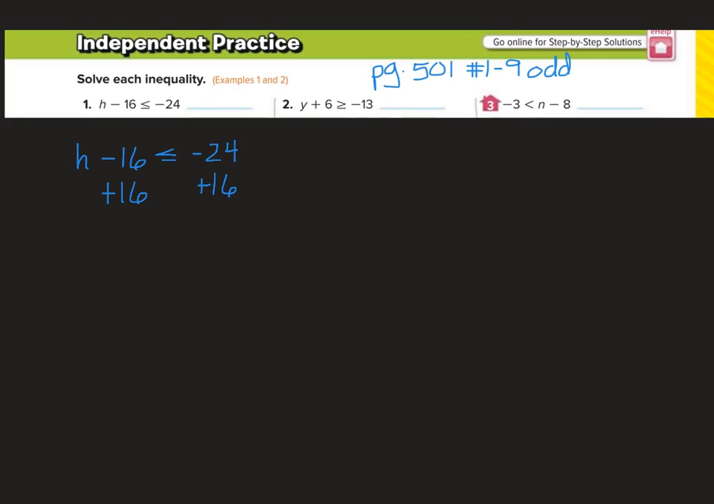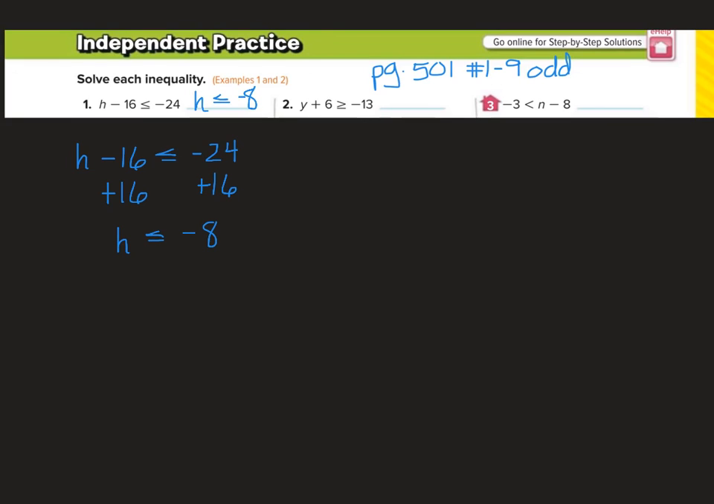Negative 16 plus 16 is left with 0, so I'm left with h on the left is less than or equal to negative 24 plus 16, which is negative 8. So h is less than or equal to negative 8.